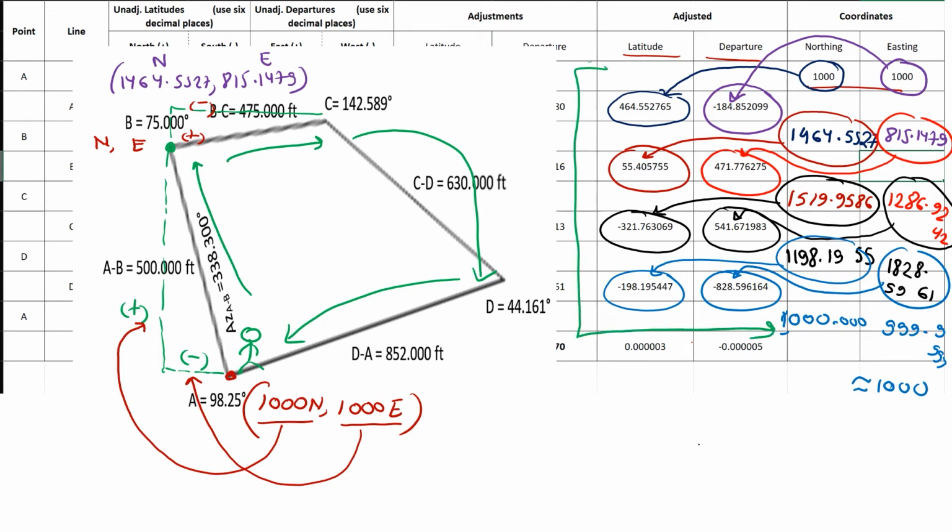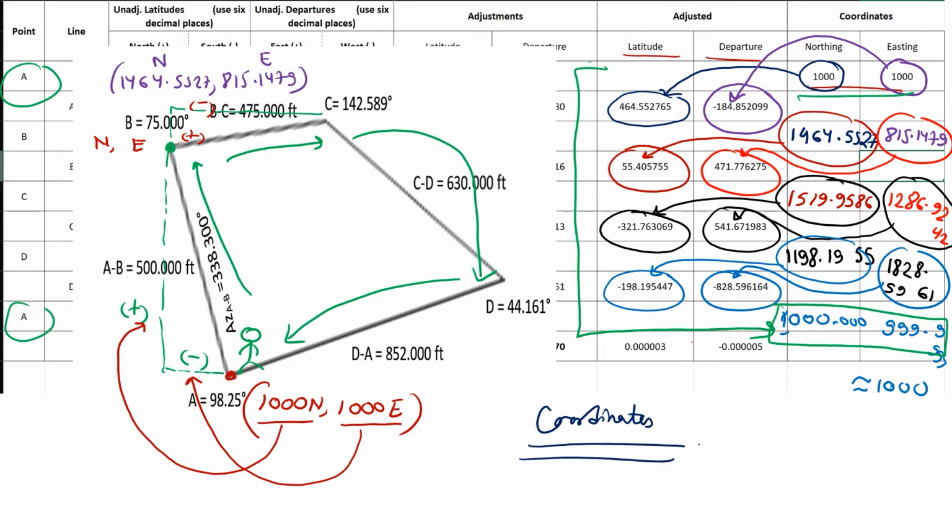So the coordinate of A was 1000 and 1000, and when you return back to A, you should get 1000 and 1000. So I want you guys to check this. If you get the coordinates of A as 1000 and 1000 here, which is equal to this one, then your calculations are correct, and this is how you find the coordinates, and this is how we can wrap up all the computations from the traverse.